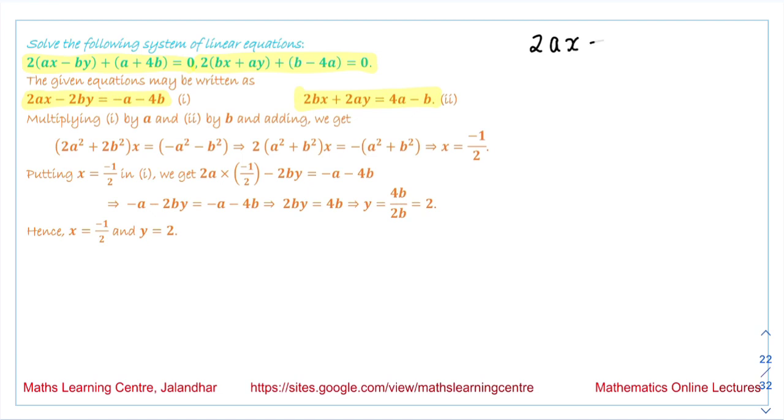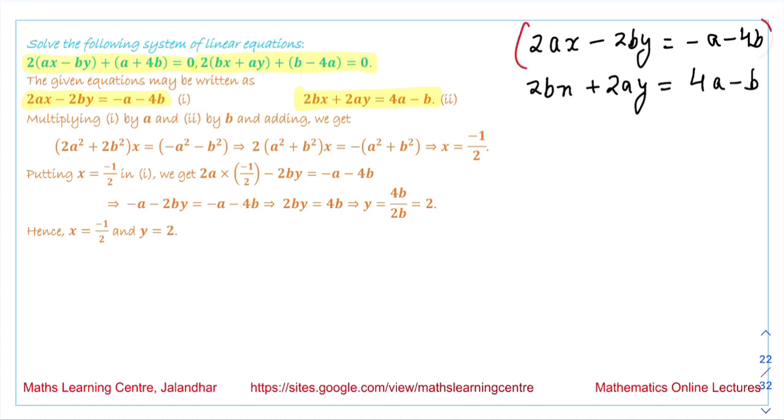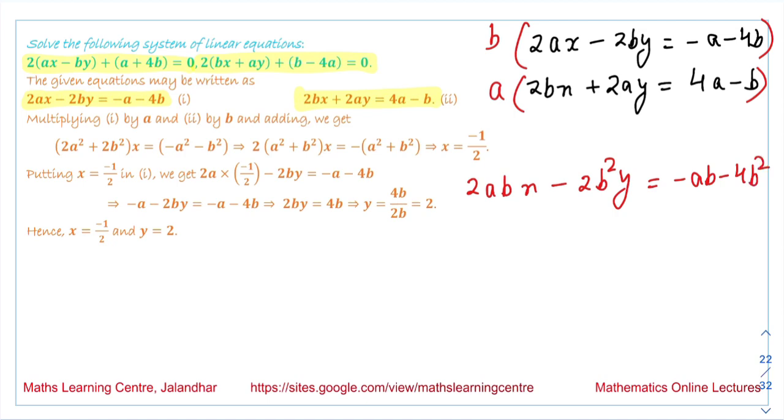It is 2ax minus 2by is equal to minus a minus 4b. Second is 2bx plus 2ay is equal to 4a minus b. So we are multiplying the first equation with b and the second equation with a. So what we get is 2abx minus 2b square y is equal to minus ab minus 4b square. Second is 2abx plus 2a square y, that is equal to 4a square minus ab.